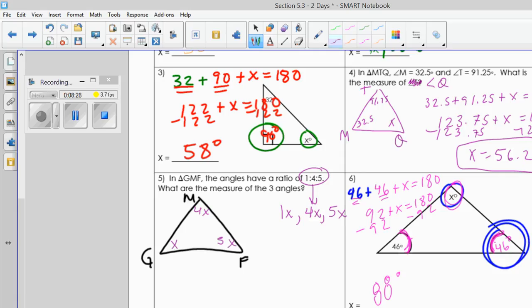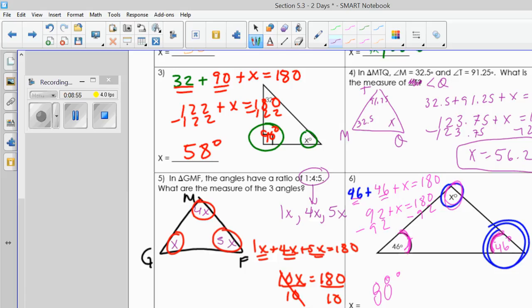So we're going to do the same thing that we were doing in our other problems. We're going to take our 3 angles, x, 5x, and 4x, add them up and set them equal to 180. So x plus 4x plus 5x equals 180. We're going to combine like terms. 1x plus 4x plus 5x is 10x equals 180. Divide by 10, and we're going to get x equals 18.